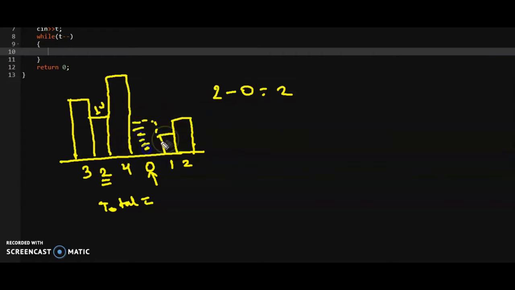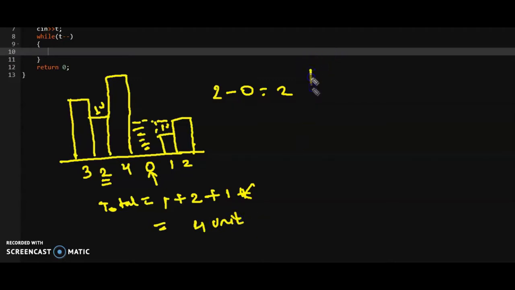This is water. So total is 1 plus 2 plus, now moving to the next one. For this bar, in the left the maximum one is this 4, and in the right the maximum is 2. So the minimum of these is 2, and 2 minus 1 is 1. So I can store 1 unit of water here, right? So 1 unit here, and for this I can't store anything. So that's the total: 2 plus 1 plus 1, 4 units.